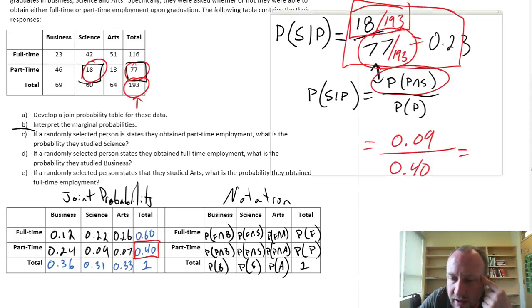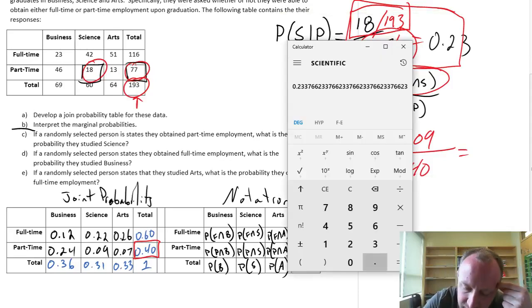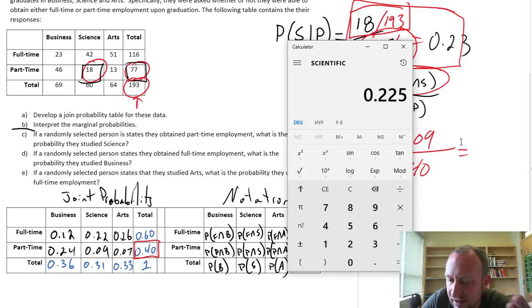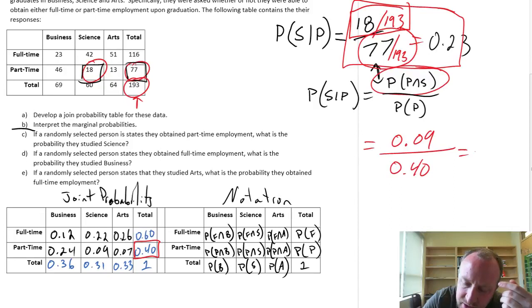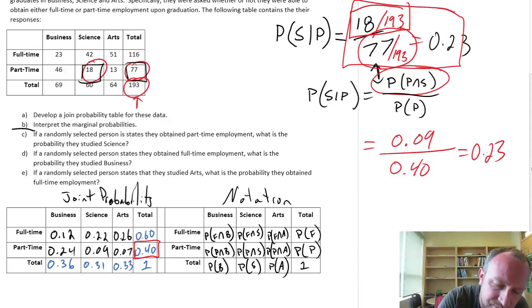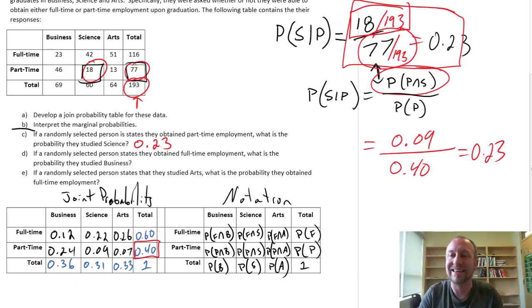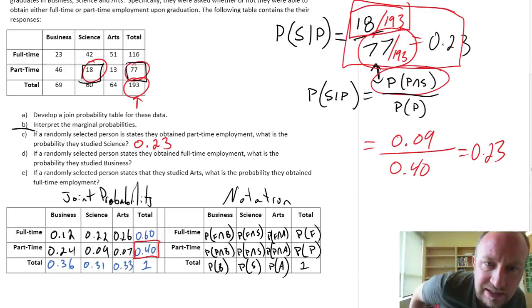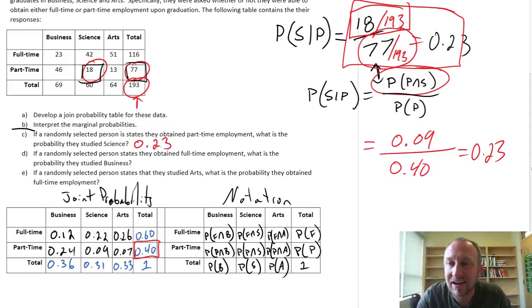And so if we calculate this, 0.09 divided by 0.4, subject to some rounding error, we get roughly 0.23. So we get effectively the same result, with the exception of some rounding error. That's really all there is to it. So for part C, 0.23 is the probability that, given that you've told me you are part-time, there's a 23% chance that you studied science.